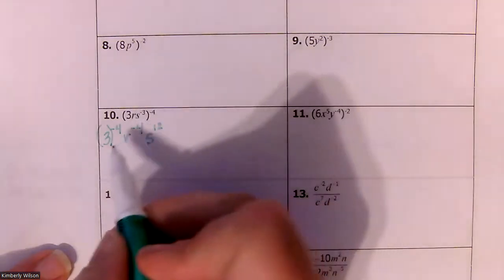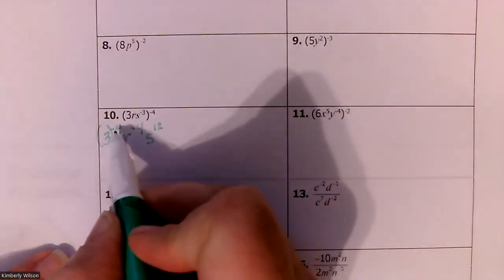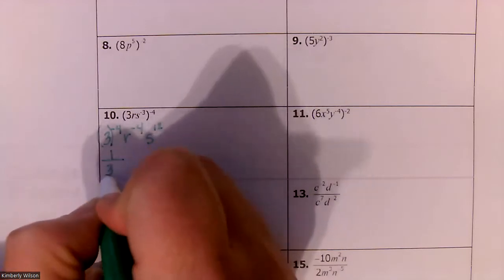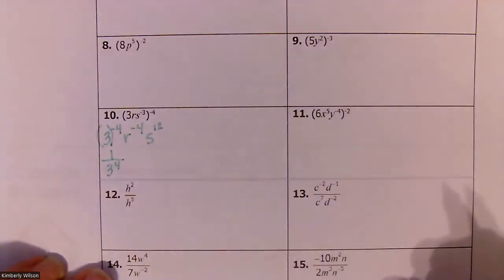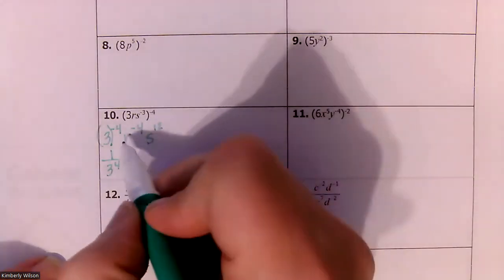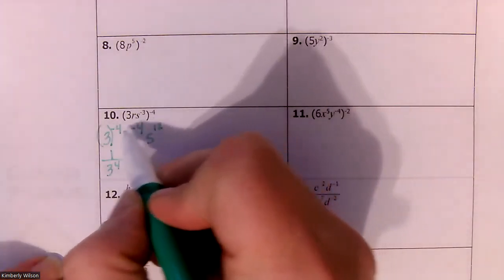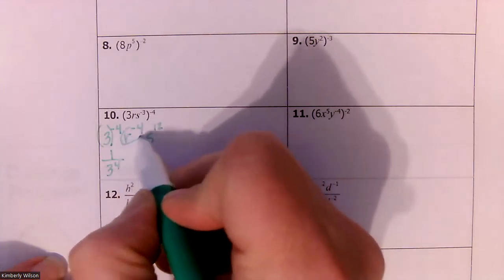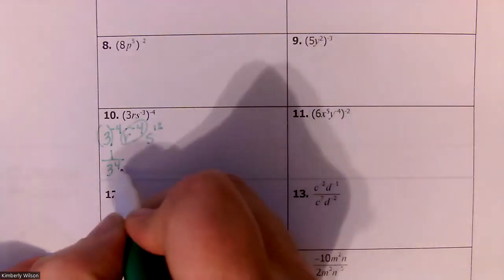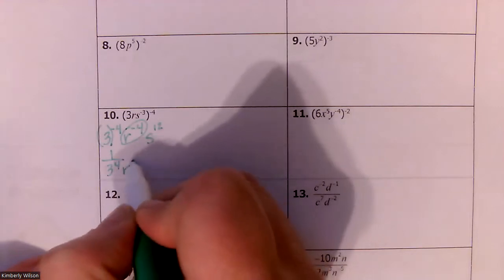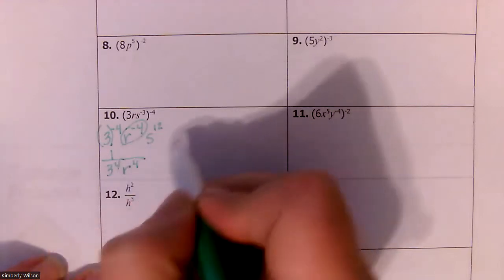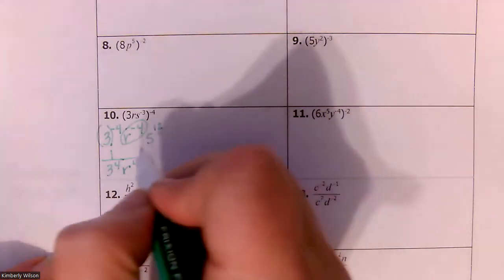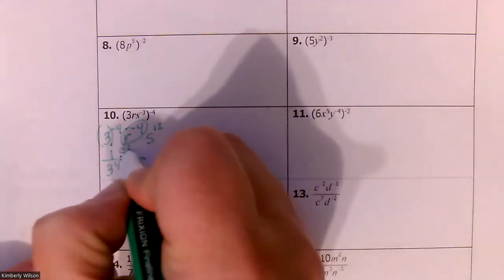Okay, since the 3 is raised to the negative 4, that means this is going to become 1 over 3 to the 4th. The r is raised to the negative 4. So that means it's going to be moved to the bottom. So I'm going to have r to the 4th at the bottom. The s is positive, so therefore it stays at the top and is going to be s to the 12th.